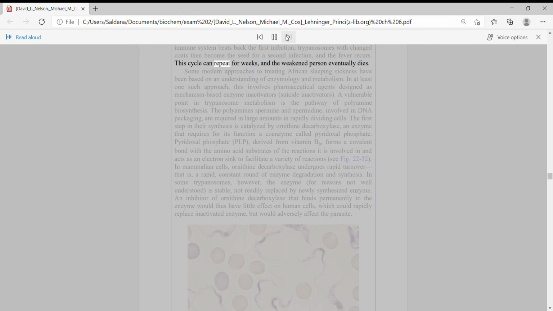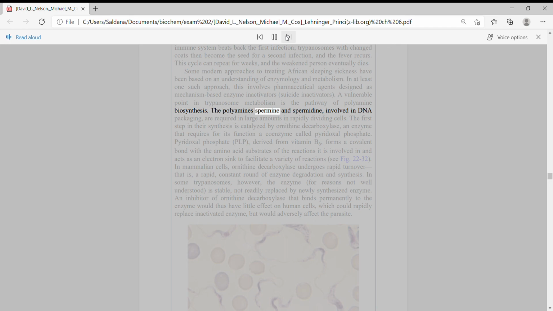This cycle can repeat for weeks, and the weakened person eventually dies. Some modern approaches to treating African sleeping sickness have been based on an understanding of enzymology and metabolism. In at least one such approach, this involves pharmaceutical agents designed as mechanism-based enzyme inactivators, suicide inactivators. A vulnerable point in trypanosome metabolism is the pathway of polyamine biosynthesis.